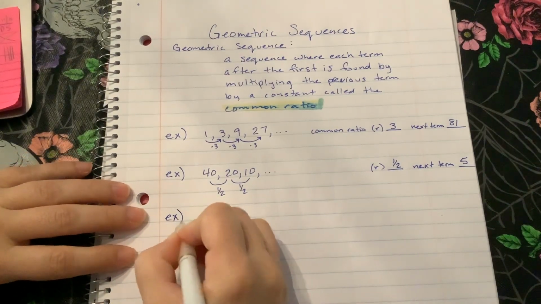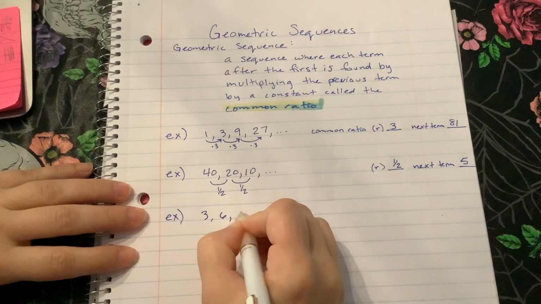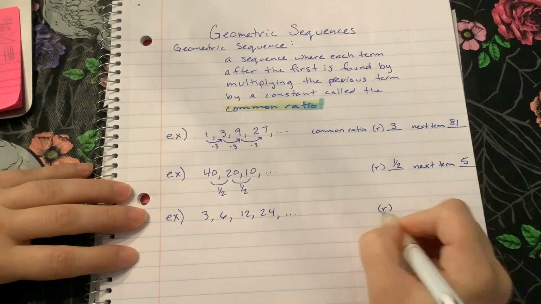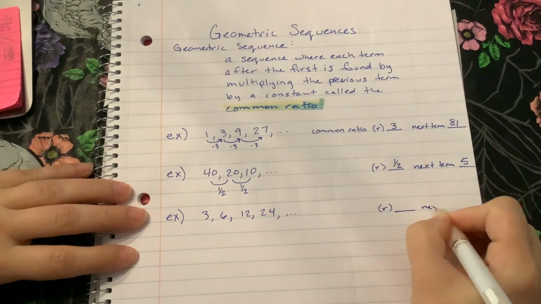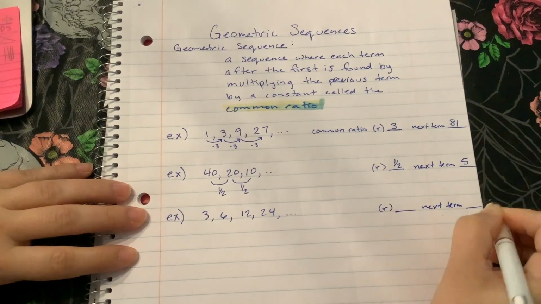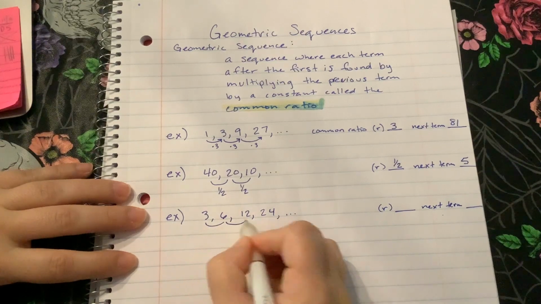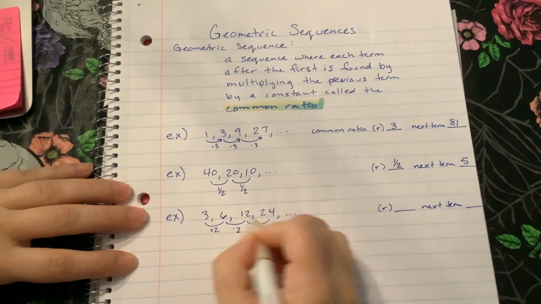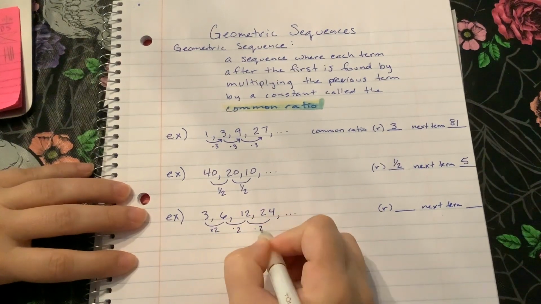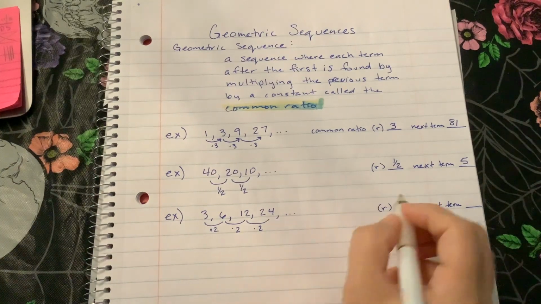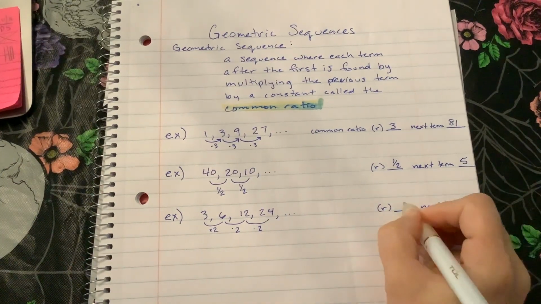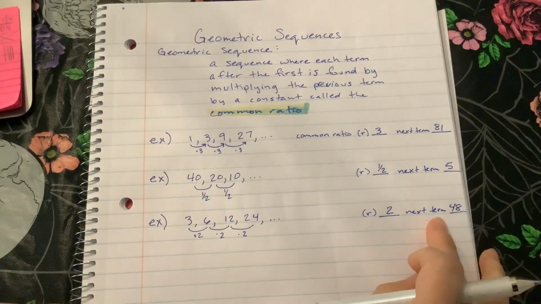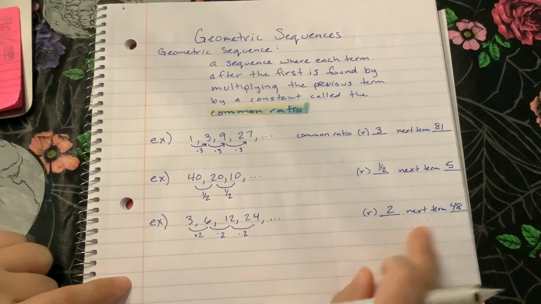One more example to go along with this. We have 3, 6, 12, 24. We need to find our common ratio and our next term. So right here we are multiplying by 2. So times 2. 3 times 2 is 6. 6 times 2 is 12. 12 times 2 is 24. 24 times 2 is 48. So common ratio of 2, our next term would be 48. And if we wanted to find the next few terms after that, we would just continue to multiply by 2 on each one.